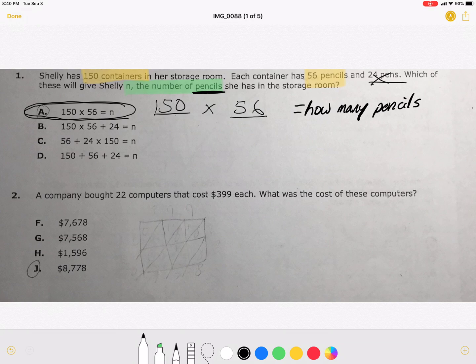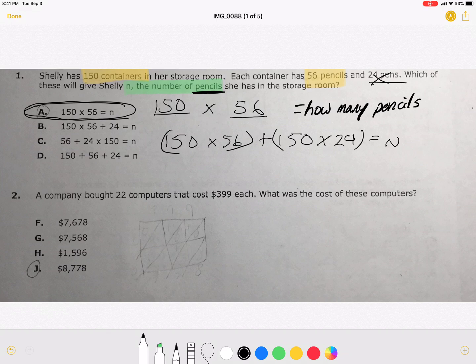Now, like I said, several people, a great number of you, thought that we needed to get the number of pens as well. If that was the case, then it would be 150 times 56 plus 150 times 24 equals N.